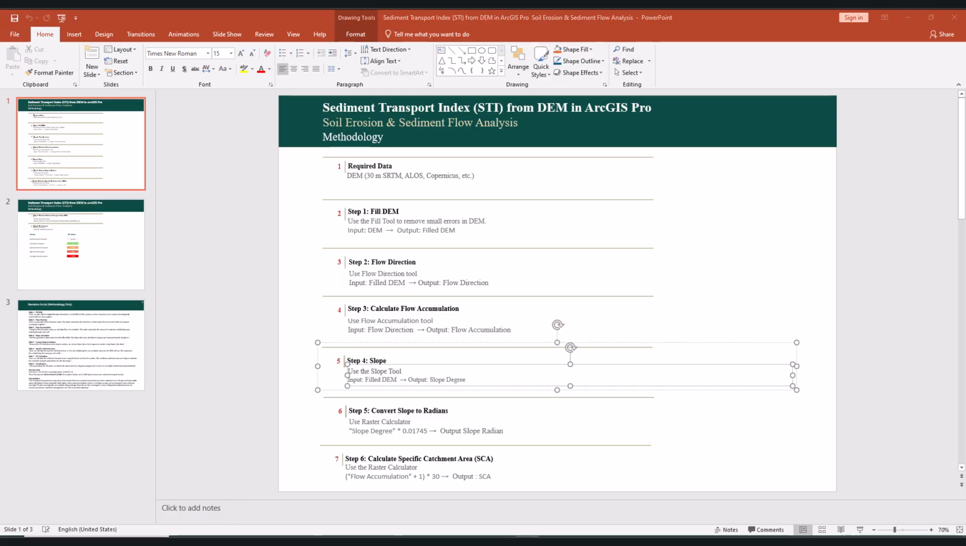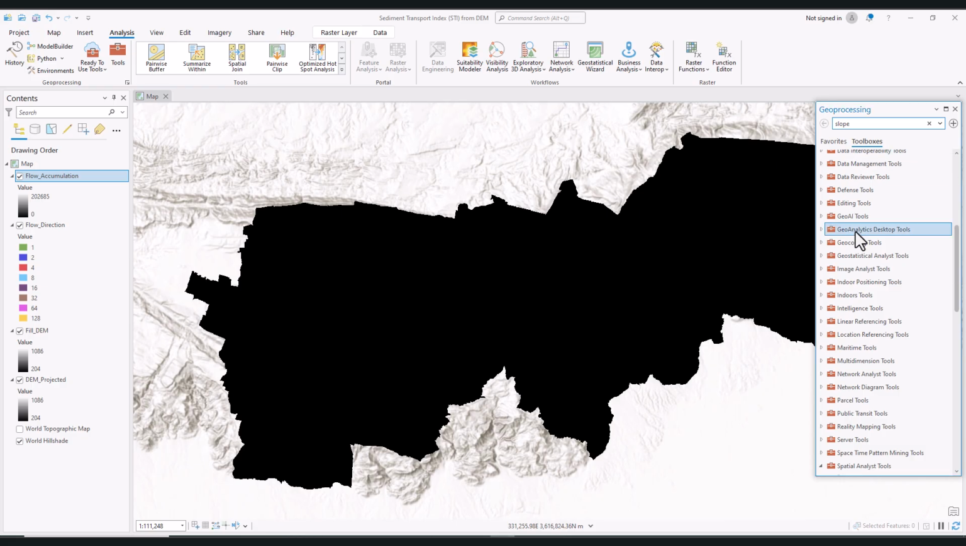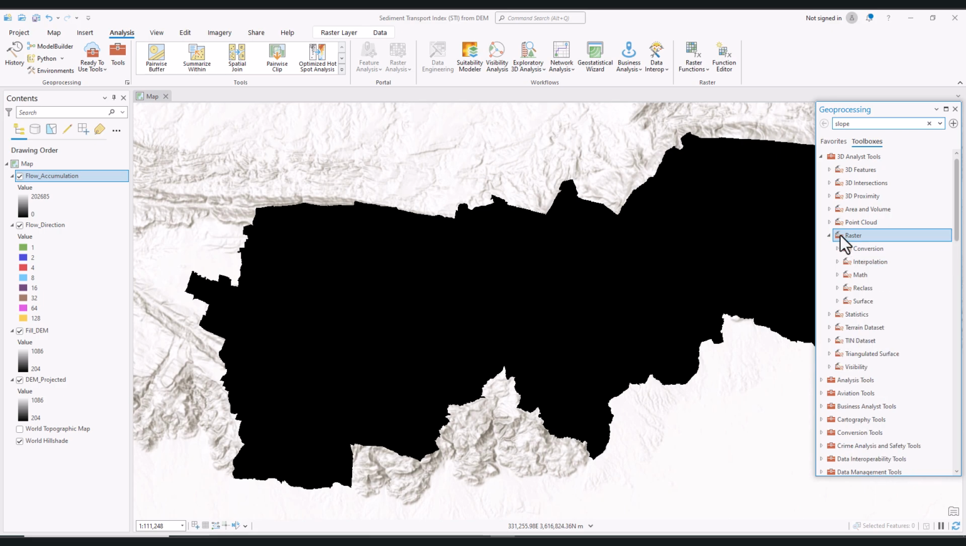We then generate a slope raster from the filled DEM. The slope values are calculated in degrees and represent terrain steepness.